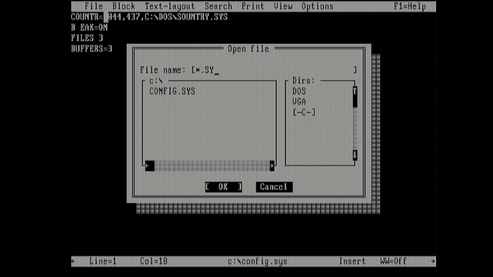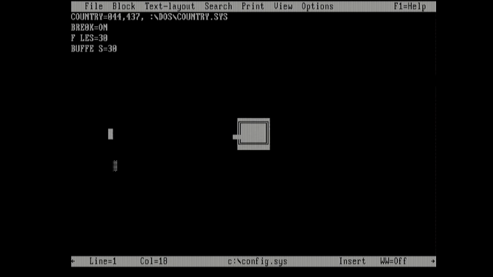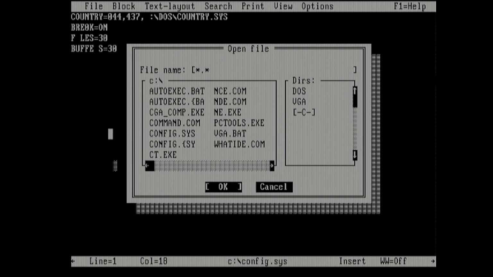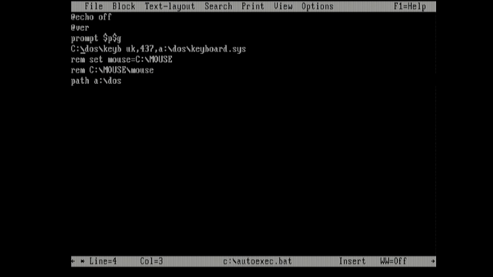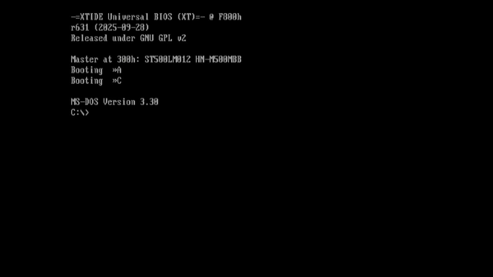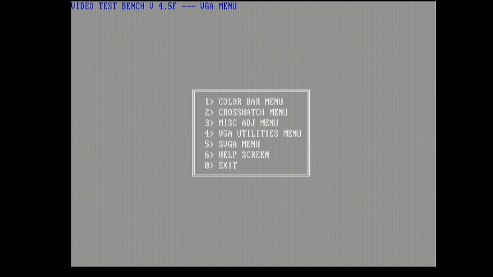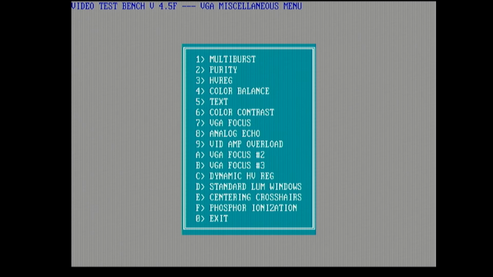Then we'll open the AUTOEXEC.BAT once we can find it. There we go, AUTOEXEC.BAT, and we'll just change those to be the C drive as well. We won't comment in the mouse for the moment. Reboot. That started MS-DOS 3.3 from the hard disk. Just run up the video test bench, just do a quick test, make sure things are working okay. It seems to be working okay.